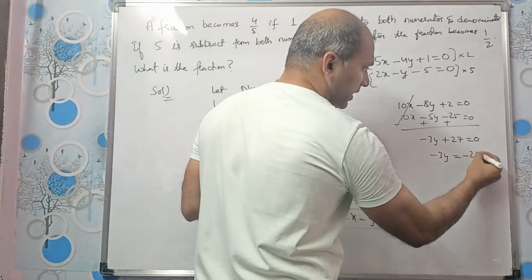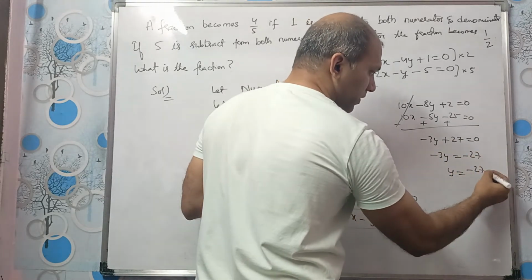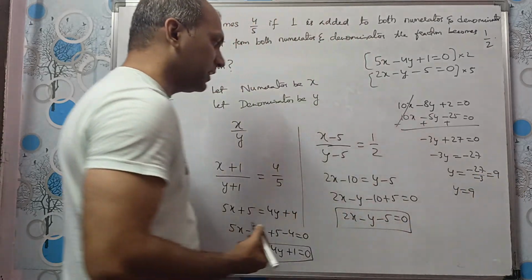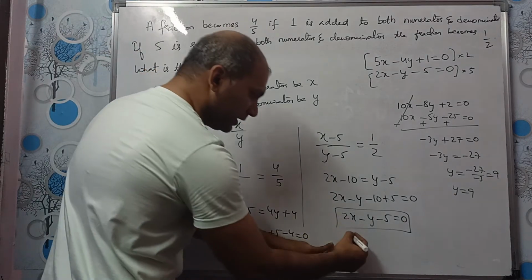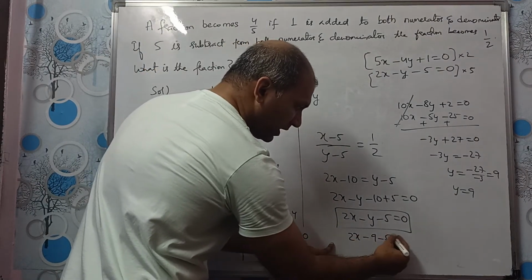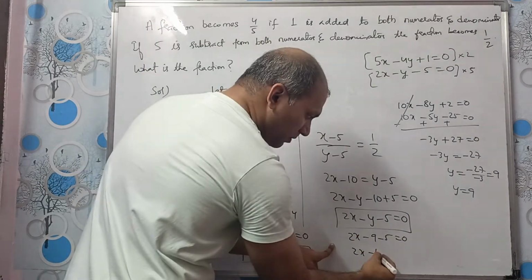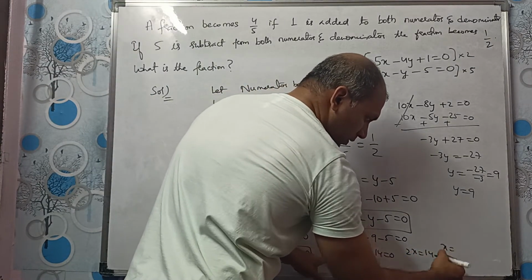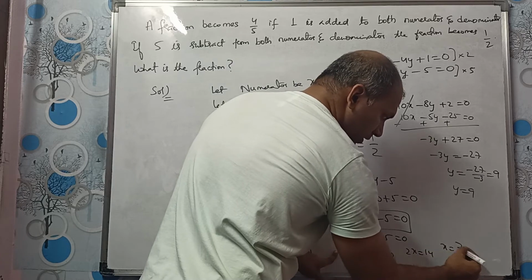Minus 3y is minus 27. Y is minus 27 by minus 3. It is equal to 9. Y is equal to 9. So if you substitute y is equal to 9 here, so this is 2x minus 9 minus 5. So 2x minus 14 equal to 0. So 2x will be equal to 14. X will be equal to 14 by 2. It will be equal to 7.